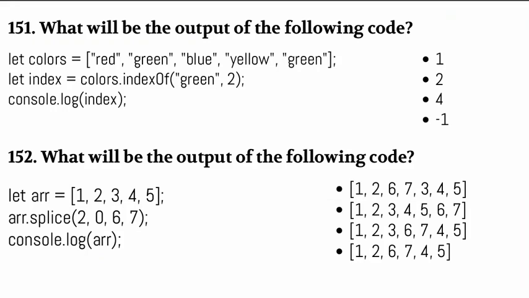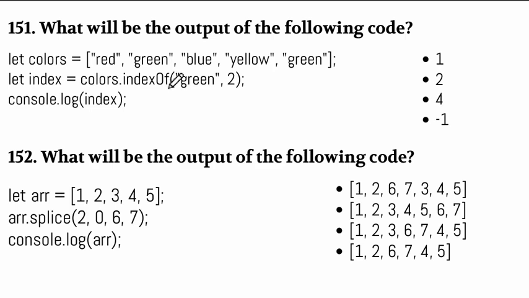So the first question is, what will be the output of the following code? We have been given code. You can see I have declared an array with the name of colors with the given 5 values: red, green, blue, yellow and green. Here I have declared another variable with the name of index, and inside that variable I am checking the colors array dot indexOf.